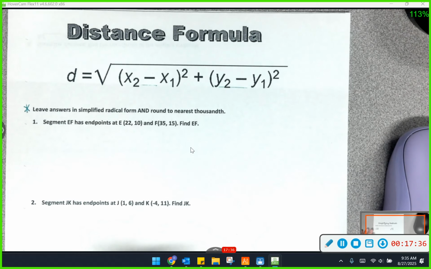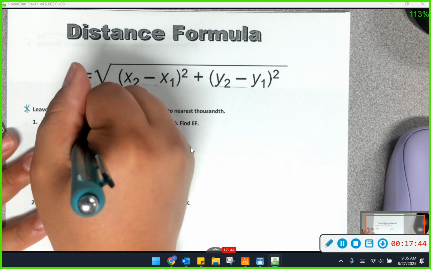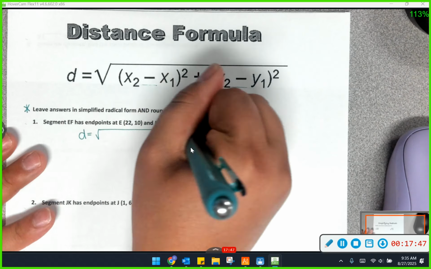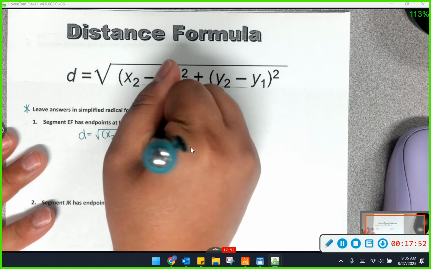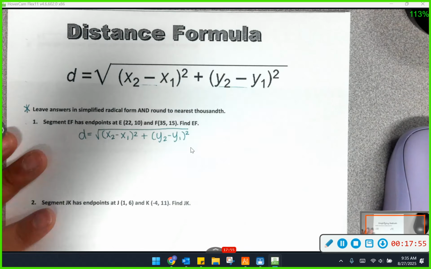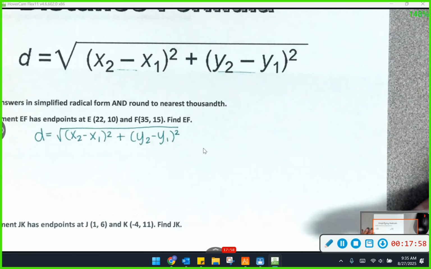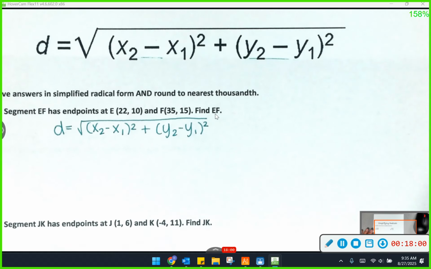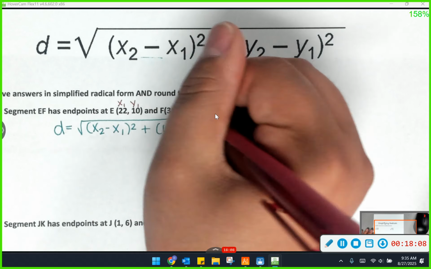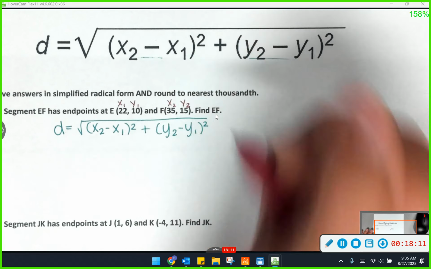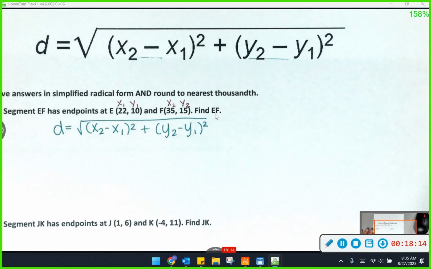It says segment EF has endpoints E (22, 10) and F (35, 15). Find EF. So right now, first thing I'm going to do is rewrite the distance formula for me. And I have to decide what is going to be my first point and my second point. It does not matter. So I'm going to label these x1 and y1 and x2 and y2. But it doesn't matter. If you did it backwards, it would be fine.